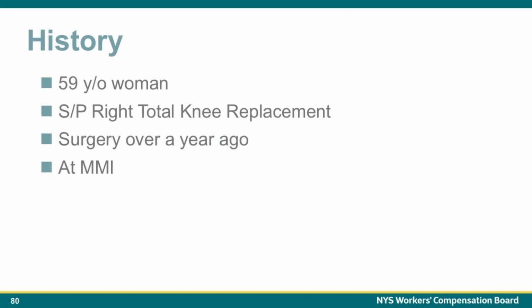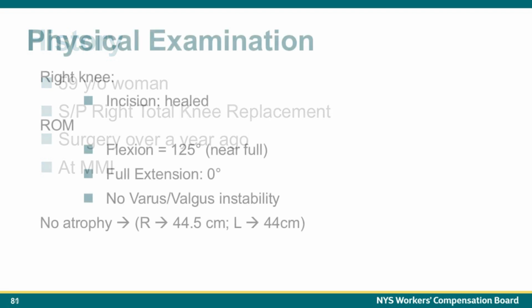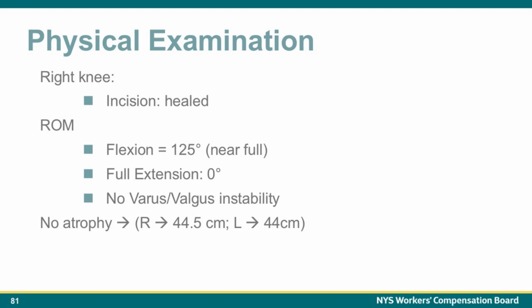This is a 59-year-old woman with a knee injury who is status post right total knee replacement. Her surgery took place over a year ago, and it's been determined that she is at maximum medical improvement. The findings of the physical exam are as follows. The incision on the right knee is well healed. The range of motion for flexion is 125 degrees. There's full extension to 0 degrees. There's no instability or atrophy.